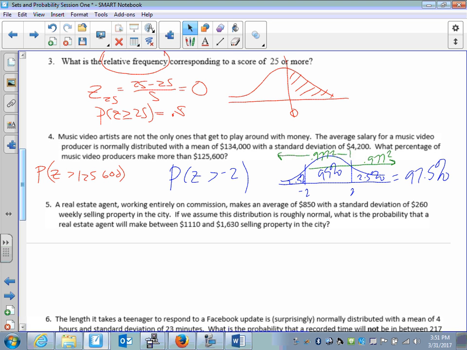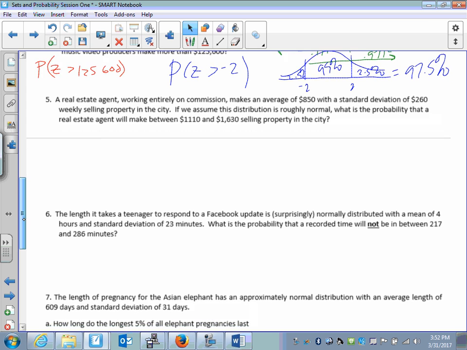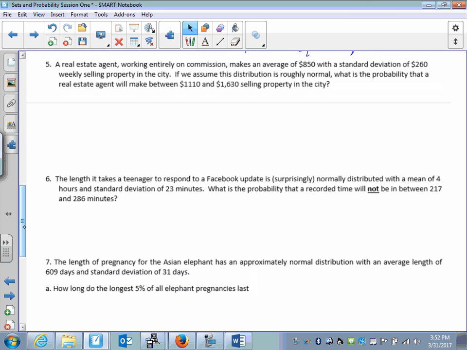All right, example number 5. We have a real estate agent working entirely on commission. Now, this agent makes an average of $850 with a standard deviation of $260 weekly selling property in the city. If we assume this distribution is roughly normal, what is the probability that the real estate agent will make between $1,110 and $1,630 selling property in the city?